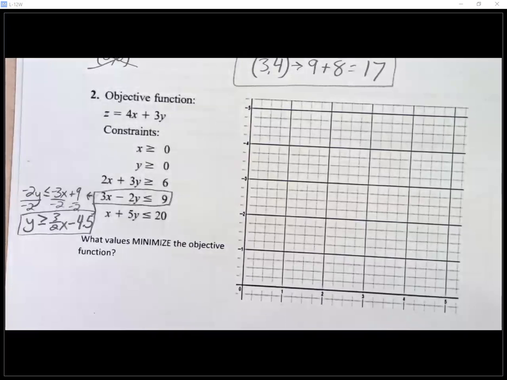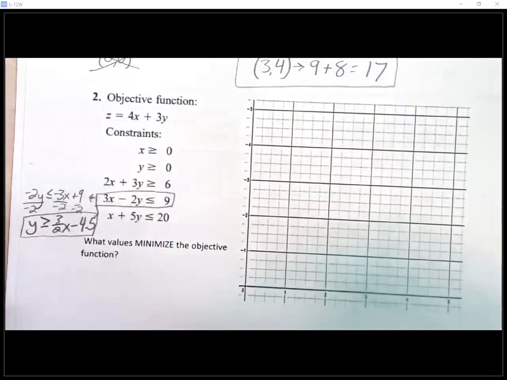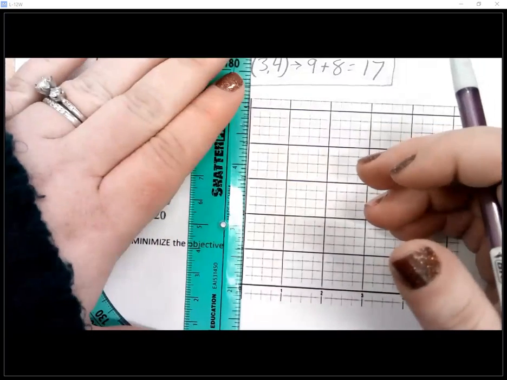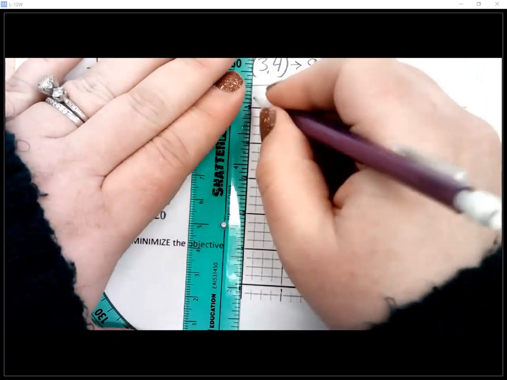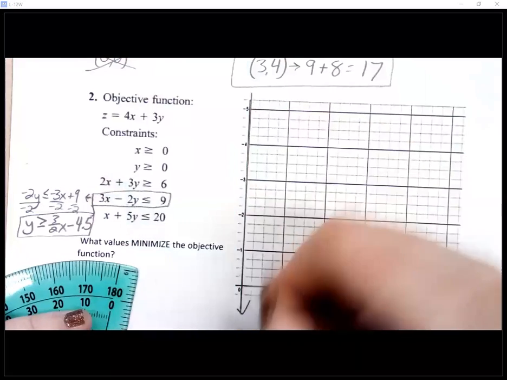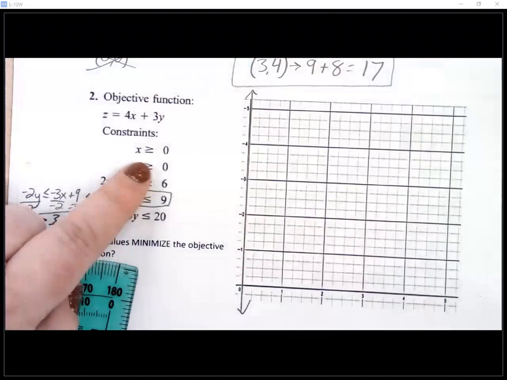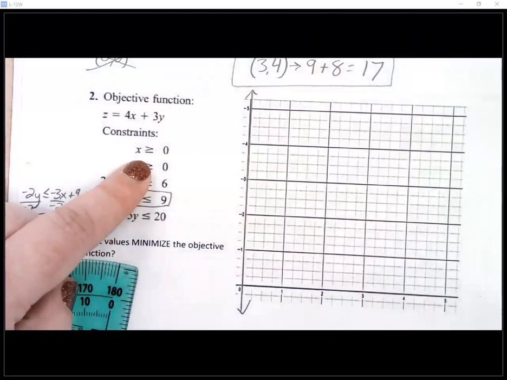So we're gonna start by graphing all of our constraints. The first two are ready to graph. If you're gonna graph x is greater than 0, remember that is just a vertical line on the y-axis where x is 0. And if I want to shade in the direction where all of the x's are greater than 0, am I shading to the right or to the left? To the right, thank you.